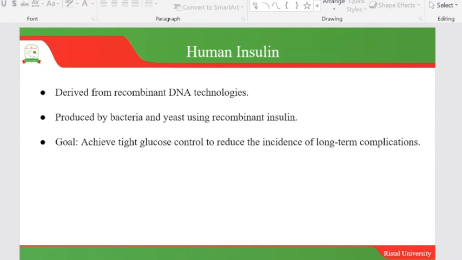So let's talk about human insulin. The human insulin is the one that is derived from recombinant DNA technologies. This technology can be used to make sure human insulin is generated, so it can be used for treating someone with diabetes. So this human insulin is produced by bacteria and yeast using recombinant technology. The goal is to achieve tight glucose control to reduce the incidence of long-term complications.